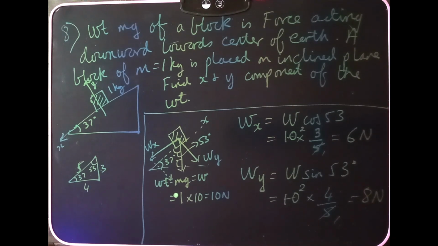Here we have not taken into consideration the direction. Actually, leftward movement should be taken as negative, and downward movement should be taken as negative as well. So the y component should have been minus 8 Newton, and this side also should have been minus 6 Newton. We'll see this in more detail in the chapter where we consider motion of objects.